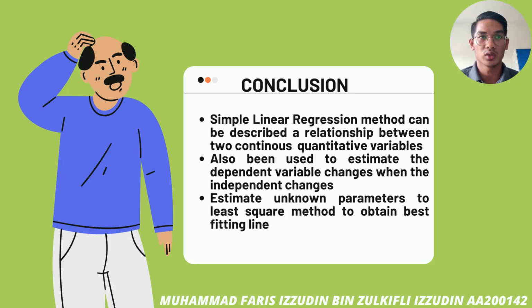The regression also had been used to estimate how the dependent variable changes when the independent variable changes. We also had to estimate the unknown parameters using the least squares method to obtain the best fitting line for a set of data. The line is selected as the estimator of values that minimize the sum of squares of differences between observed and expected responses. We also gain the r squared value and interpret it.